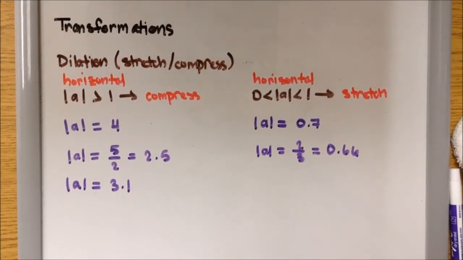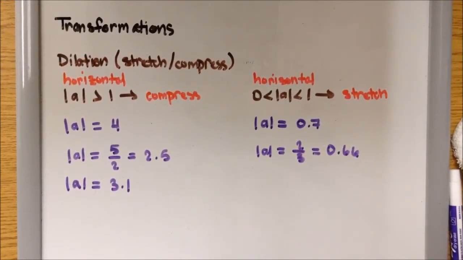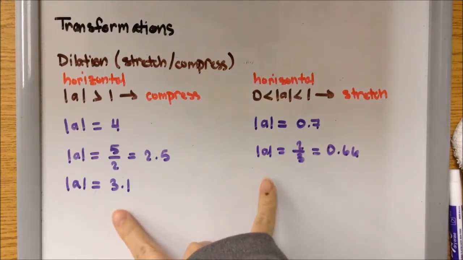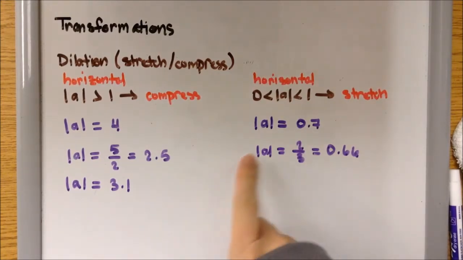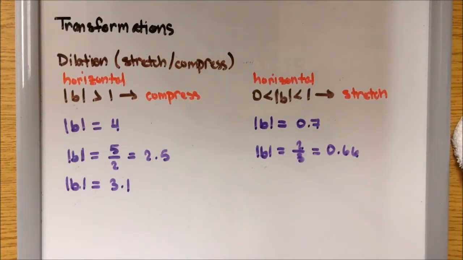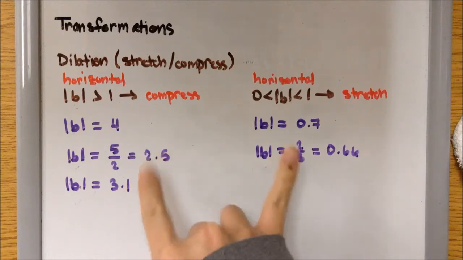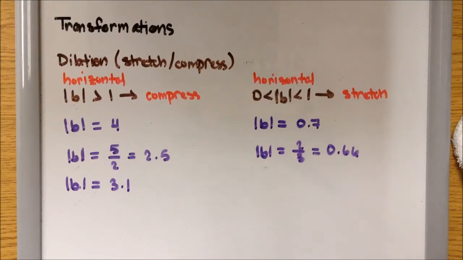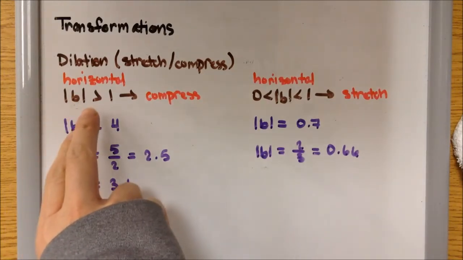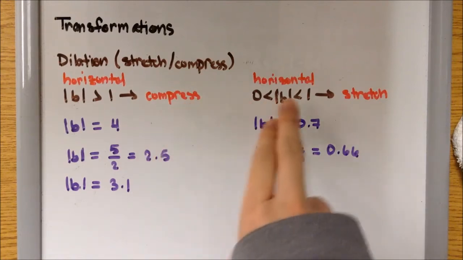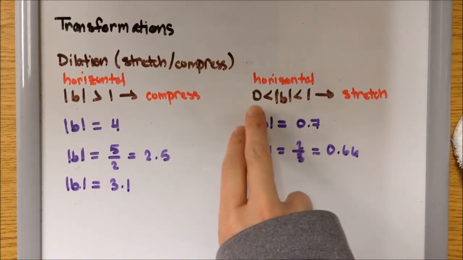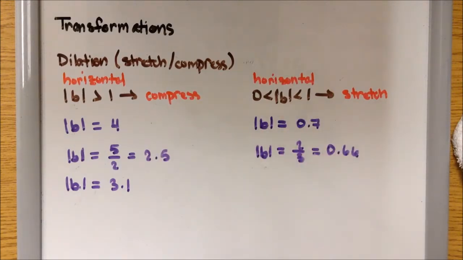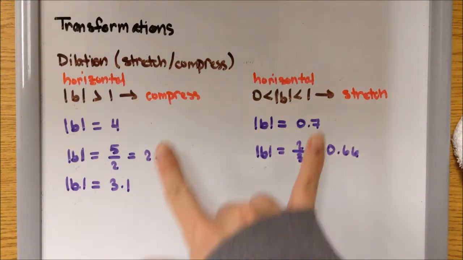Alright, so now we're going to talk about horizontal dilation, horizontal stretch, and horizontal compress. I'm using the same number examples as before, but the only difference is now we're going to talk about the absolute value of b. So if the absolute value of b is greater than 1, then it's compressed. If the absolute value of b is between 0 and 1, then it's a stretch. So if you recall from vertical dilation, it's basically the opposite now.